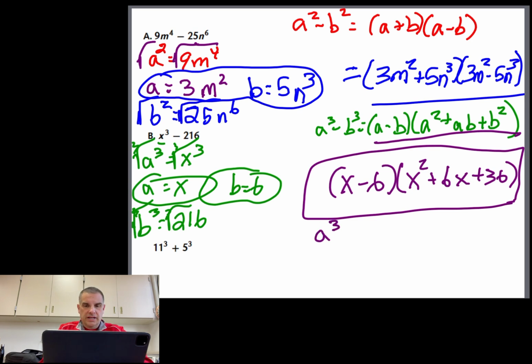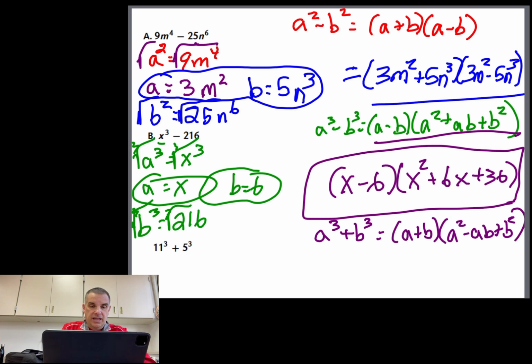So just to write it down, this is going to be a plus b, a squared minus ab plus b squared. So again, I'm going to find my a value first. So a cubed is 11 cubed. So the cube root of a cubed is a, the cube root of 11 cubed is 11. So 11 is my answer for that one. And I think you can figure out what b is then. B is just going to be 5.